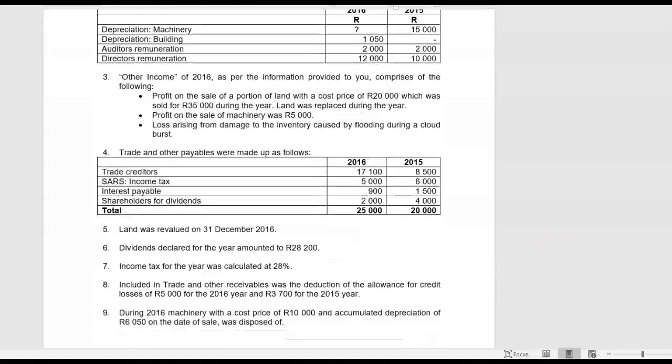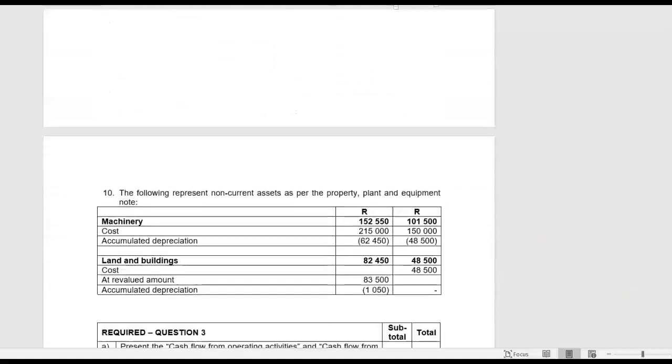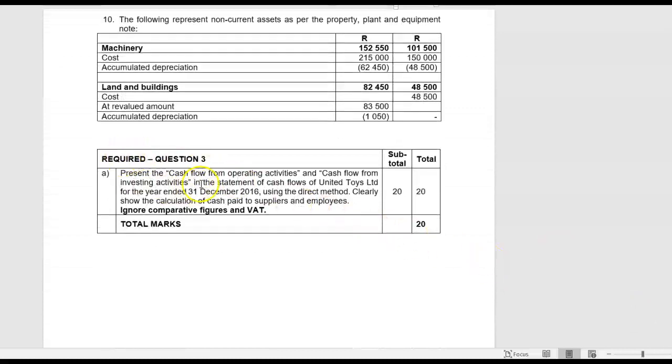Then they give you the additional information, and let's just have a look at the required part. Present the cash flow from operating activity section and the cash flow from investing activity section in the statement of cash flow. So not the full cash flow, only those two sections, which is in any case about 80% of the cash flow statement, and we have to apply the direct method. Now what I didn't tell you in this question, and the answer doesn't have it: ignore comparative figures, VAT, notes. I didn't prepare the notes and VAT.